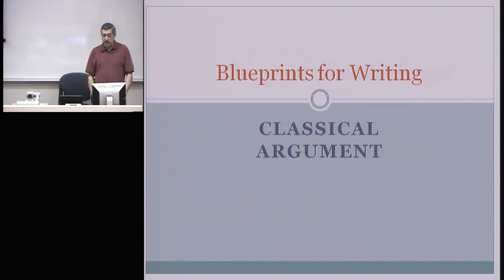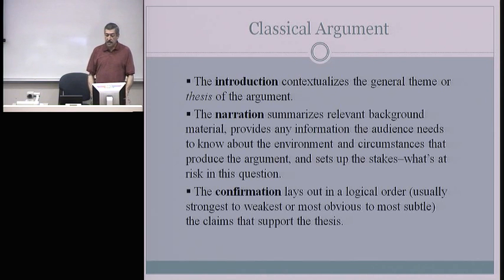And the second one is your classic argument. Classical arguments, generally you start with your introduction, which presents the general theme or the thesis of your argument. And the second part would be your narration, which summarizes the relevant background information, provides any information the audience needs to know about the environment and circumstances of your argument, and sets up the stakes for what's at risk in the question. And the third part is the confirmation that lays out all the logical orders, usually from the strongest to the weakest, or the most obvious to the most subtle claim that supports your thesis.